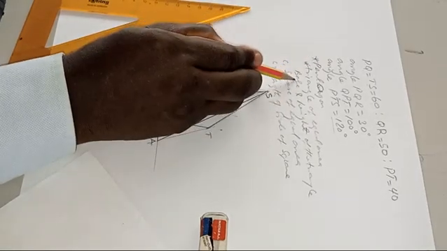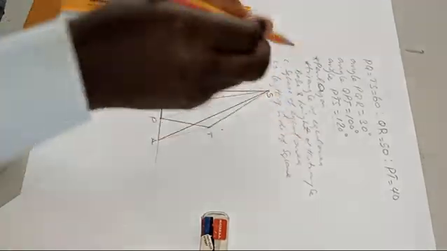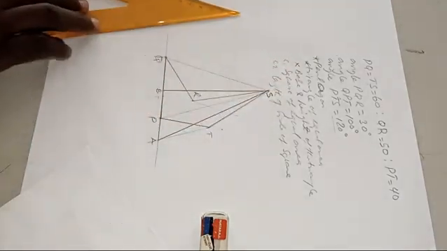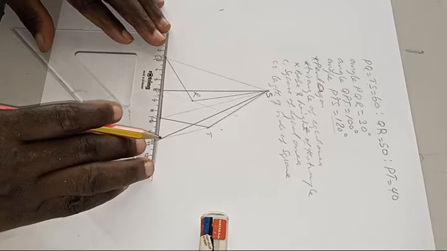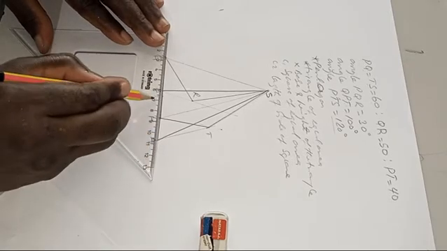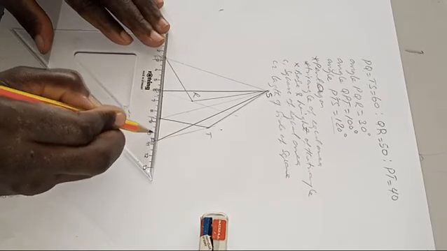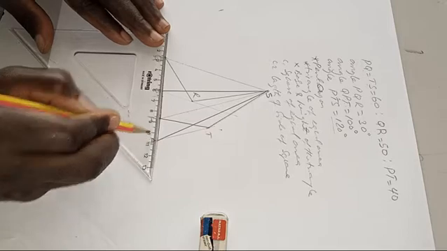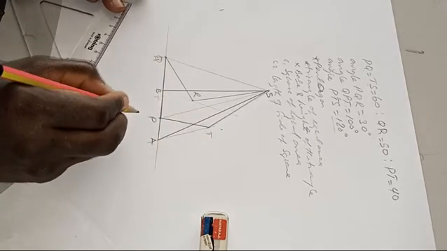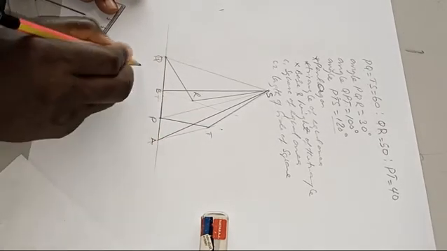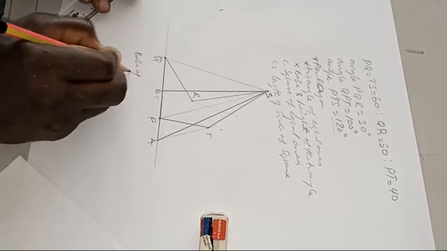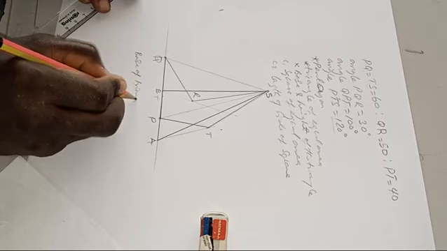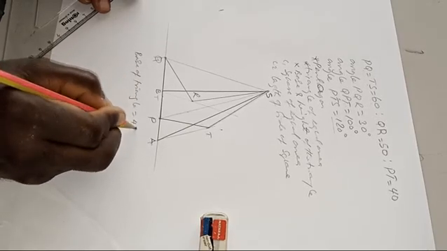Now to determine the base and height of the triangle, all you need to do is to measure the base. It's 10, 20, 30, 40. This is 47. Base of triangle equals 47.